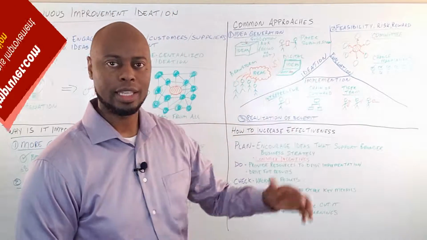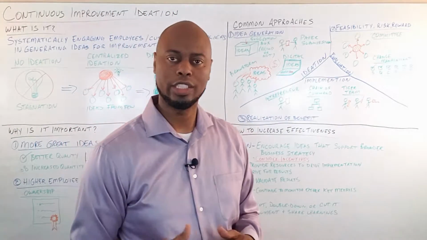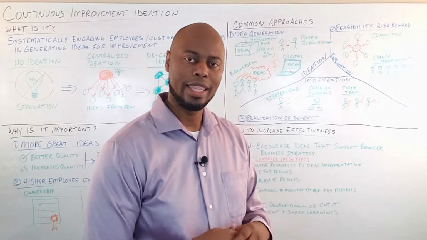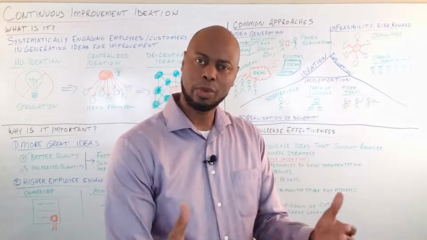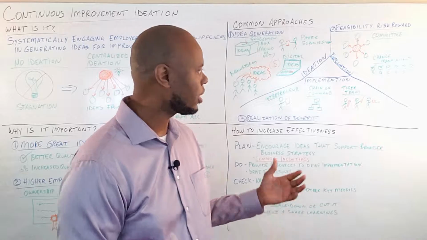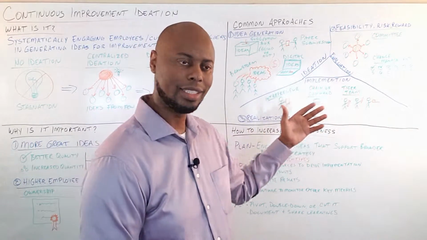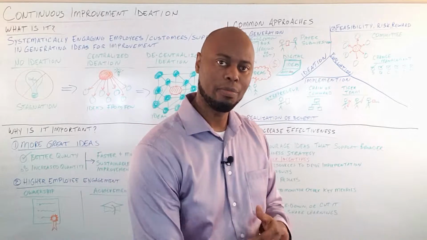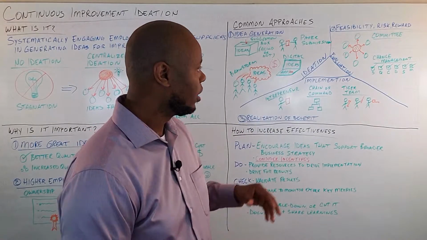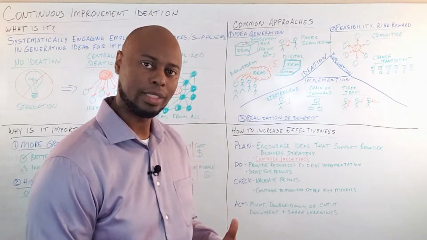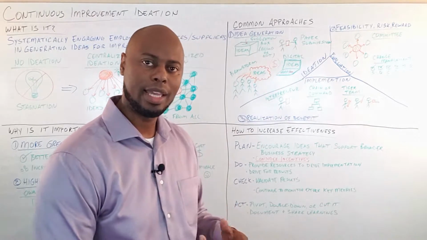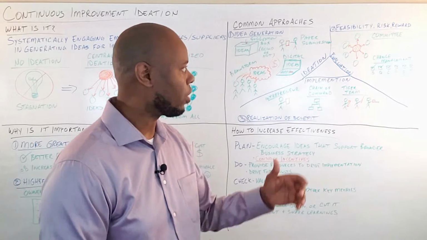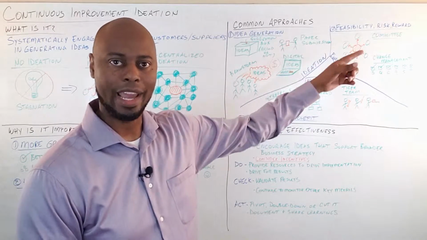What are some of the commonly used approaches for continuous improvement ideation? This process is really a three-legged stool. On the first leg, what you have is ideation. This is the stimulation or the generation of ideas that can help move your business in the right direction. The second leg here is evaluation. If you've got a lot of ideas coming in, they need to be evaluated for feasibility, risk, and reward.